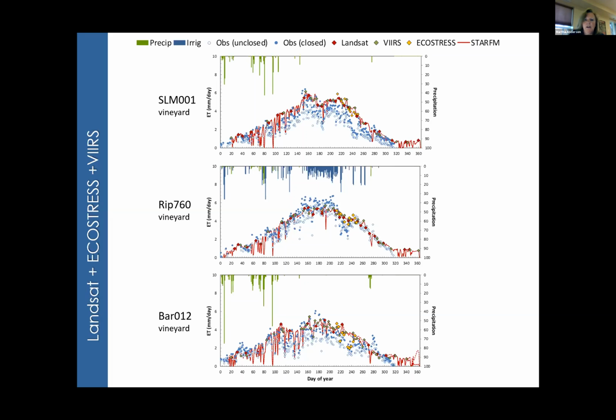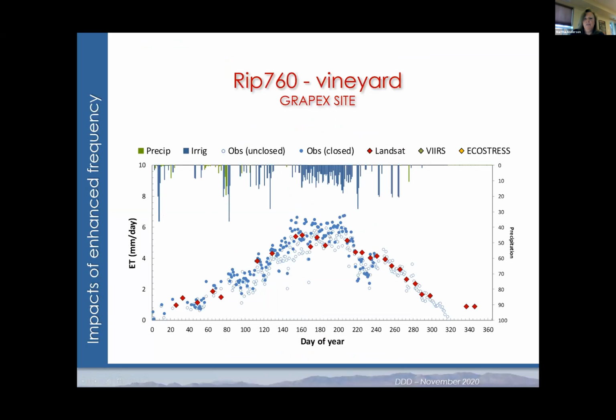I'll zoom in here on the Ripperdan field site, Ripperdan 760. It's a Chardonnay vineyard outside of Fresno, California. And pretty clear skies generally in this area. So Landsat alone does a pretty good job at recovering the general ET curve during the growing season, except for maybe like in the rainy springtime area where we're not getting a lot of clear Landsat scenes.